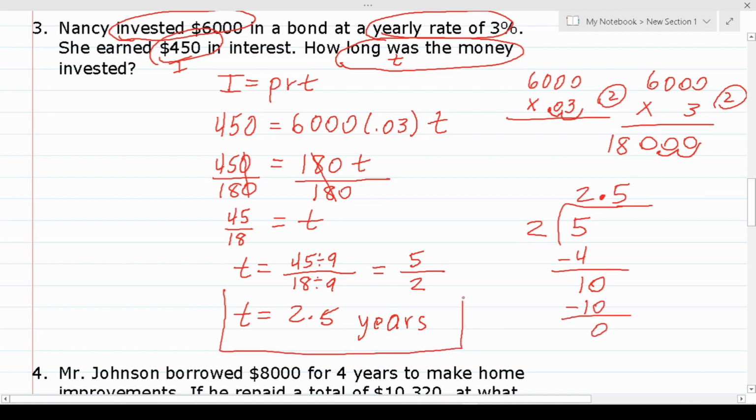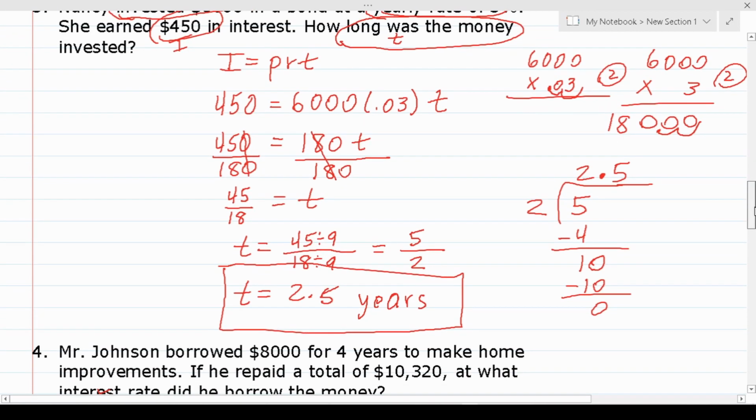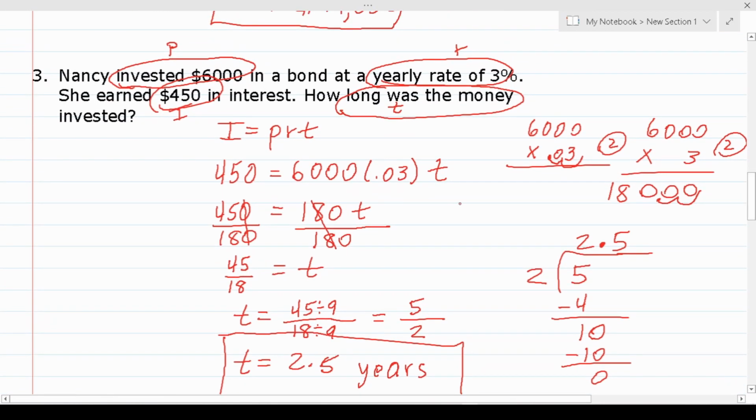So again, given this information about her investment, we can see that she must have had the money invested for 2.5 years in order to have earned $450 in interest. All right, so again, that's an example where we were given I, P, and R and asked to find T.